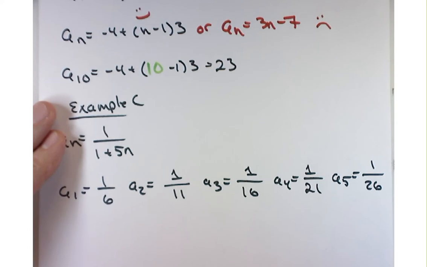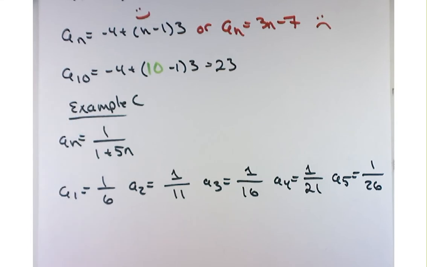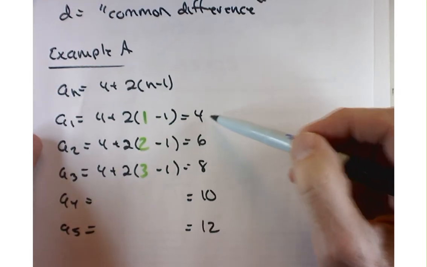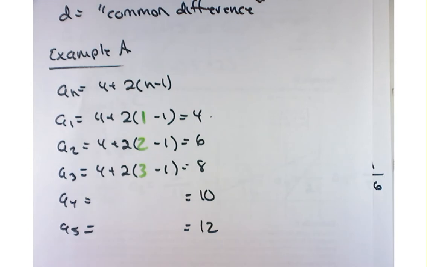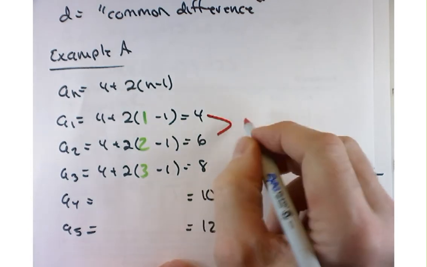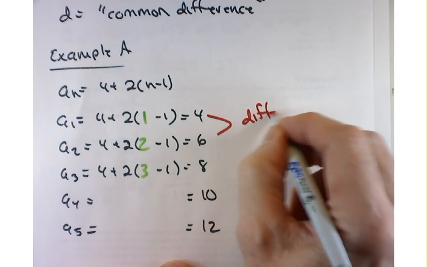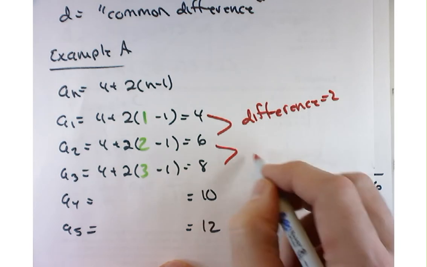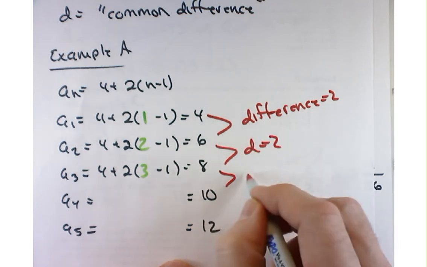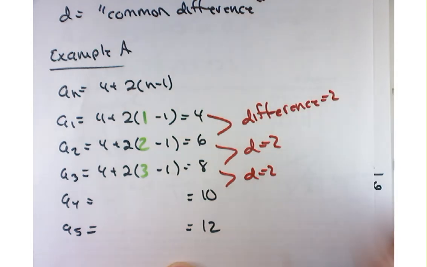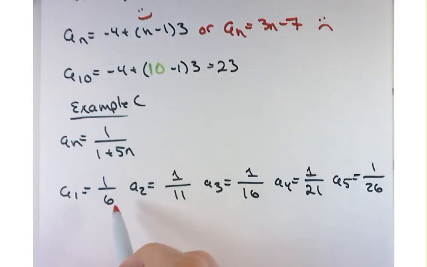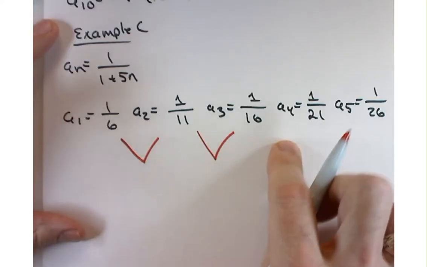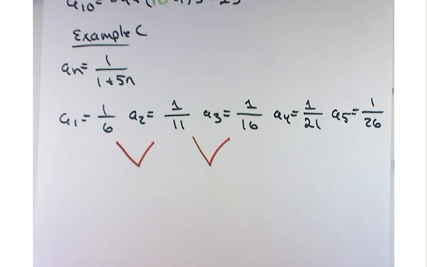The big question is, is this an arithmetic sequence? Now, in the first one, it's pretty easy to see that you're adding 2 to get from one term to the next. So your common difference is 2. And 2 again. D equals 2. So that difference is consistent throughout your sequence. Are you getting the same thing here? Do you have a common difference? What do you think?